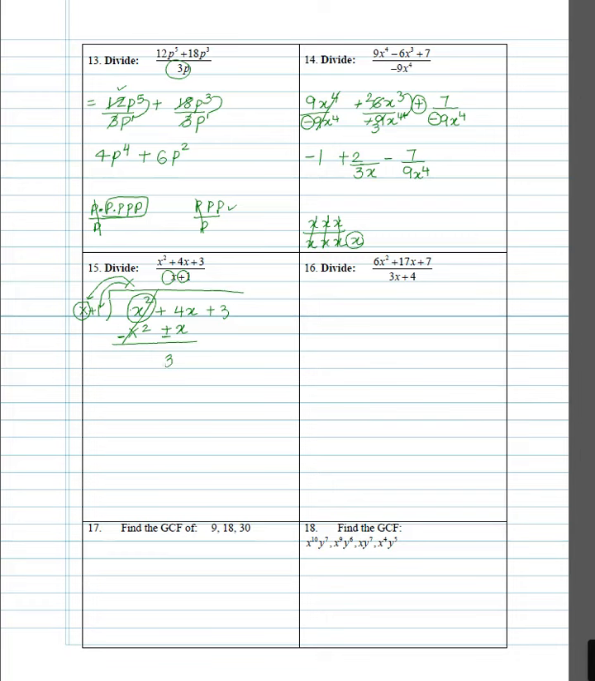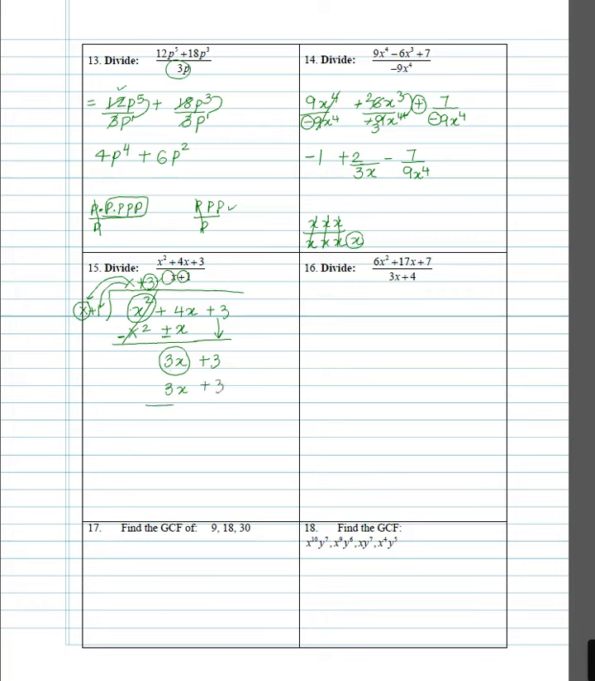4x minus x is 3x. And what do you do in division? You bring down. And now what is my first term? 3x. So I'm going to see how many times x goes into 3x. And that would be positive 3 times. Now I have 3 times x, 3x. 3 times 1, 3.